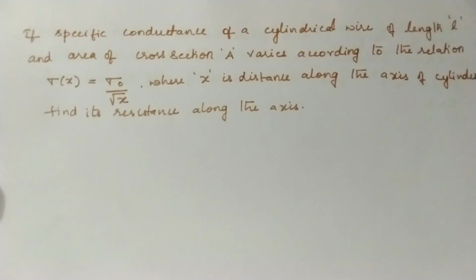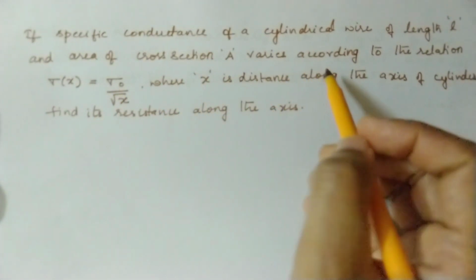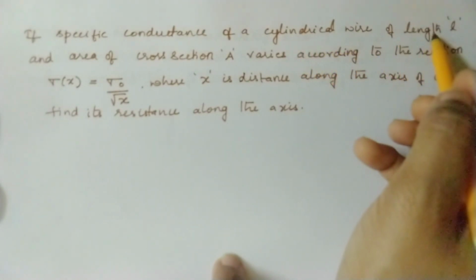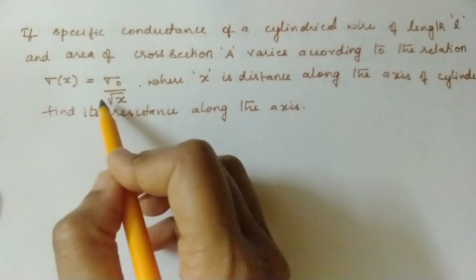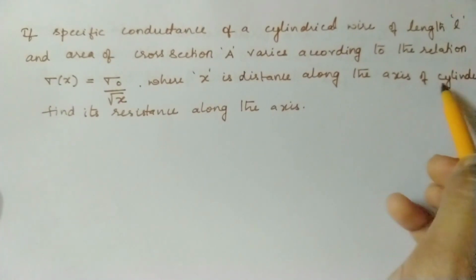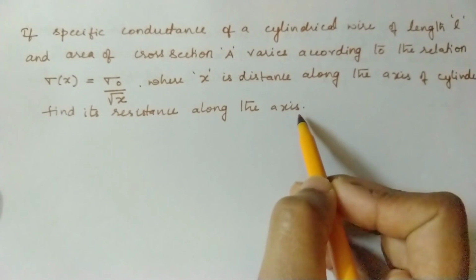Now look at this question. They have given that the specific conductance, instead of resistance it is conductance here, take care. The specific conductance of a cylindrical wire whose length is L and area of cross section is A varies according to this relation, where x is the distance along the axis of the cylinder, and you need to find its resistance along the axis.